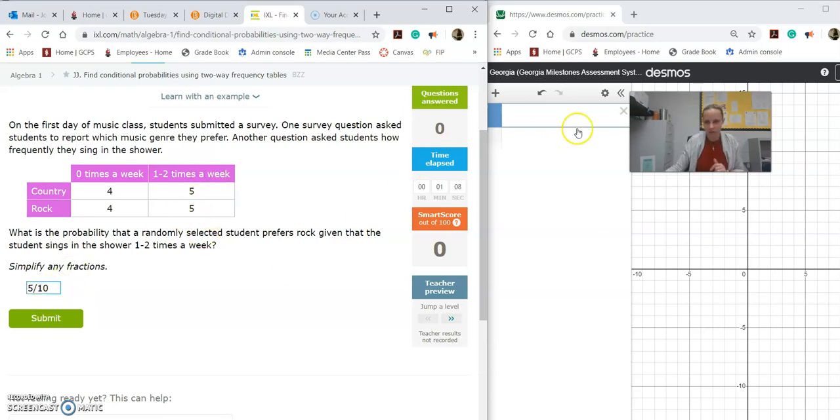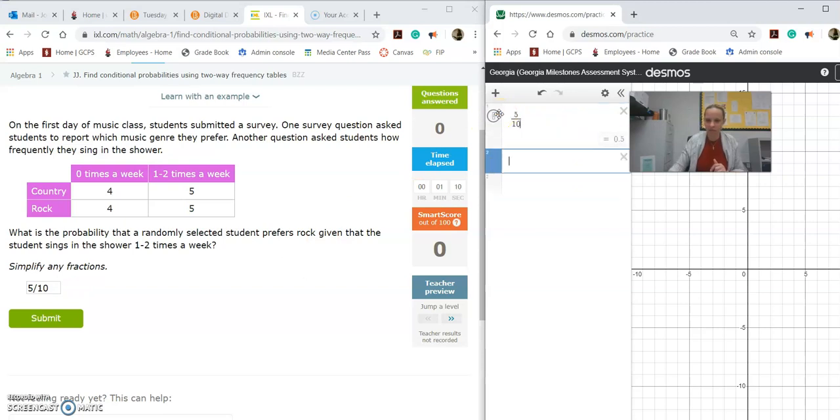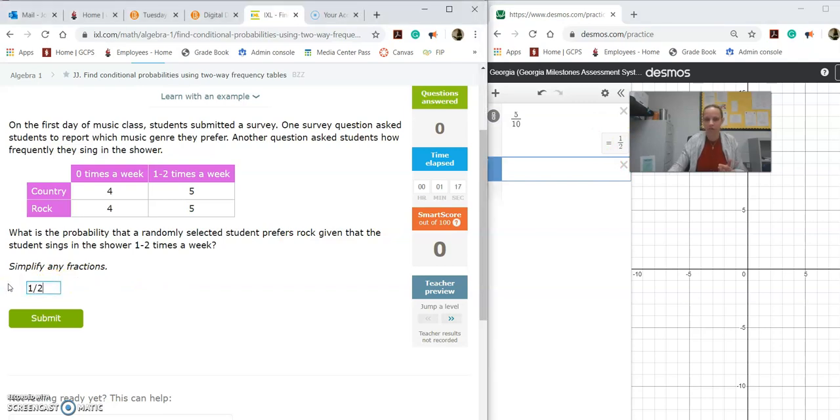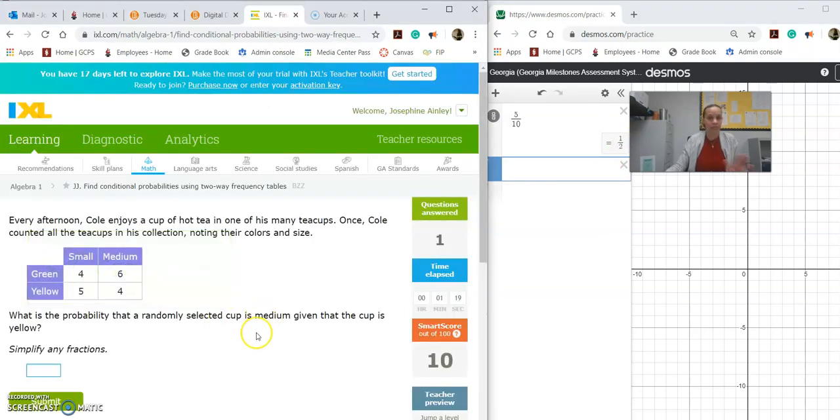And always remember, come into Desmos, put in your fraction, and then hit that button right there, and it will simplify it for you in lowest terms. Because if I put 5 over 10, I'm going to get it wrong. So you go 1/2. Boom. That's it. The given part tells you the total, just what to look at.